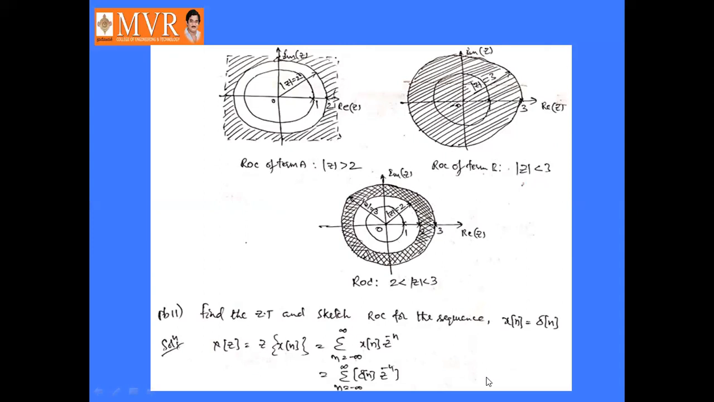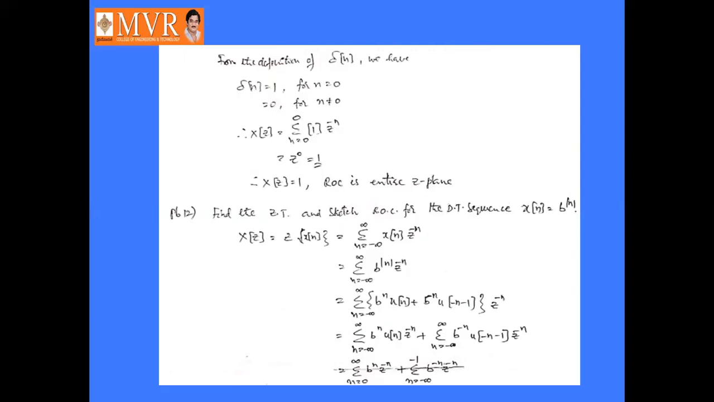Next problem is find the z transform and its ROC for the sequence x of n equal to delta of n. Okay, x of n equal to delta of n. So z transform of x of n is sigma n equal to minus infinity to infinity x of n into z power minus n. Here x of n is delta of n, but delta of n exists only at n equal to 0. So at n equal to 0 its value is 1. So at n equal to 0, it is 1 into z power minus n. So z power minus n, n's value is also 0, so that it will become 1.